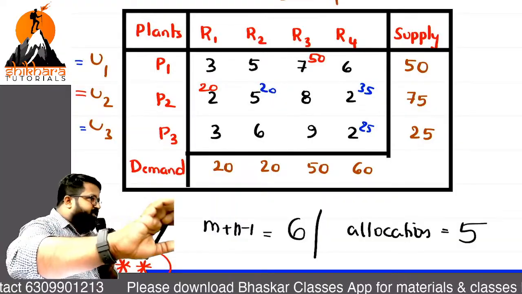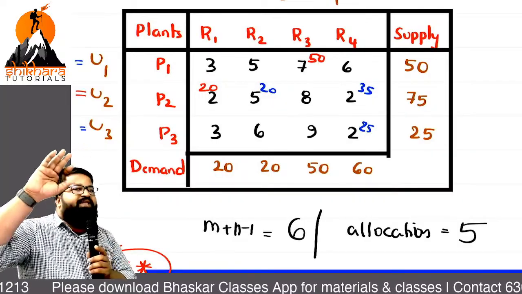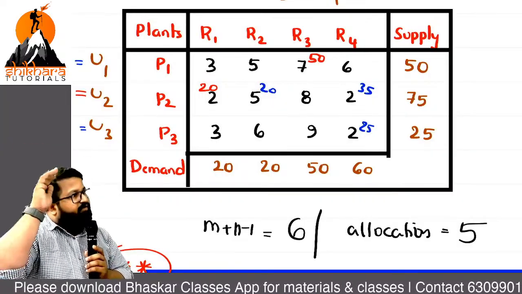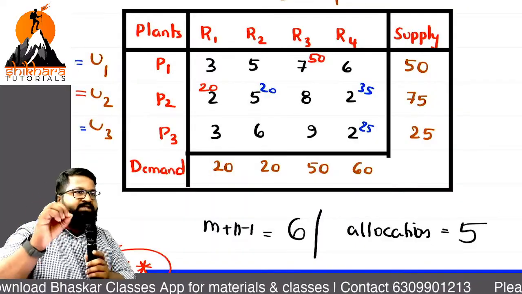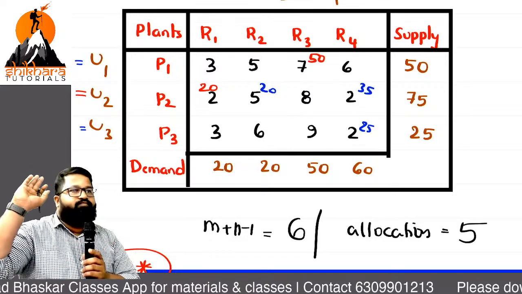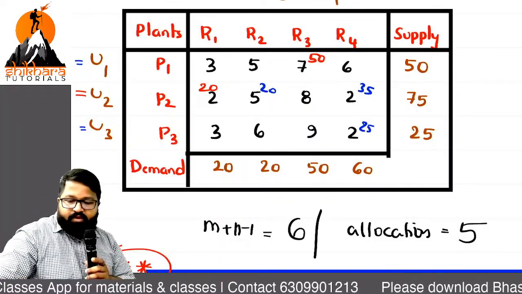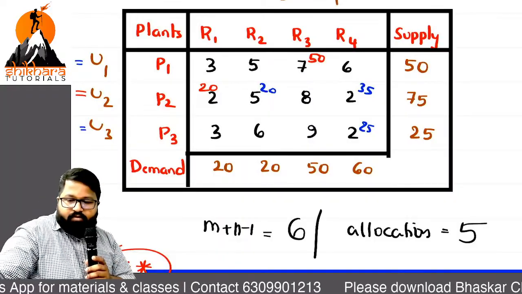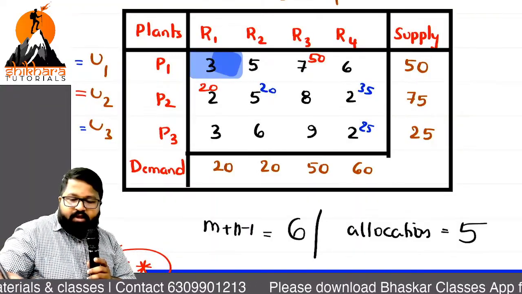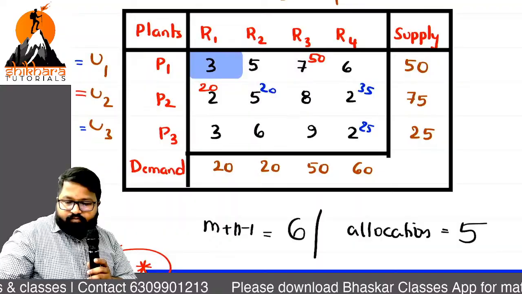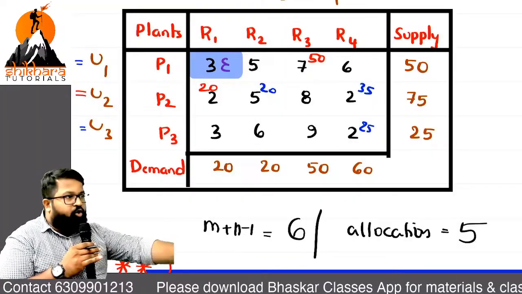Sir, there are 2 options here. The first option is that of the unallocated numbers, identify the least number. From that, the number should be independent for sure. Independency here means we cannot form a loop. So which number? You do not mark, you just see this 3 and I am writing there E. Basically, you do not mark.